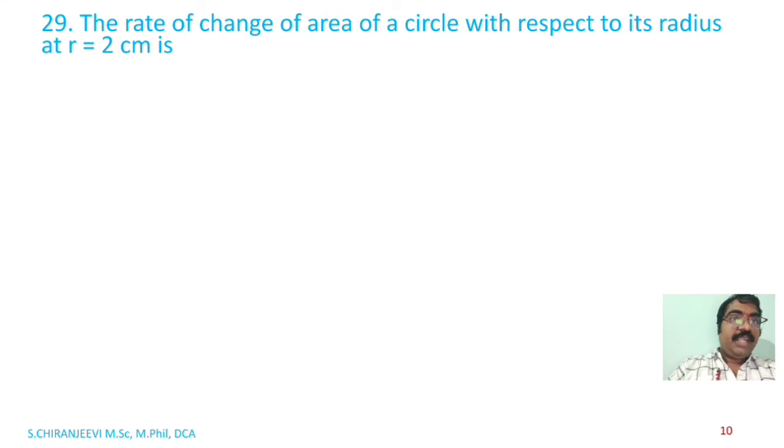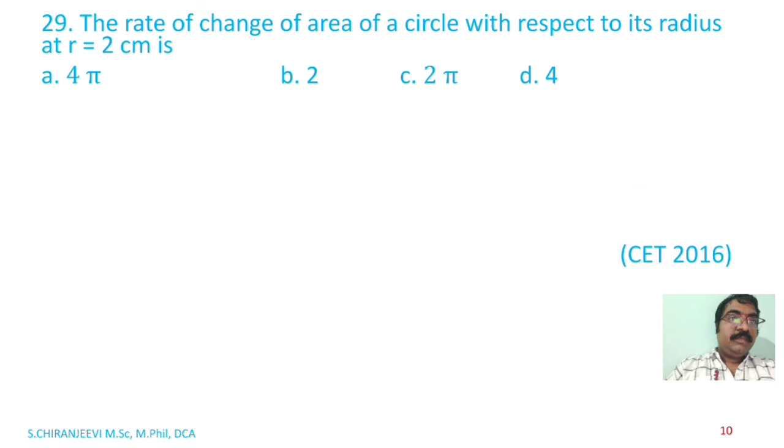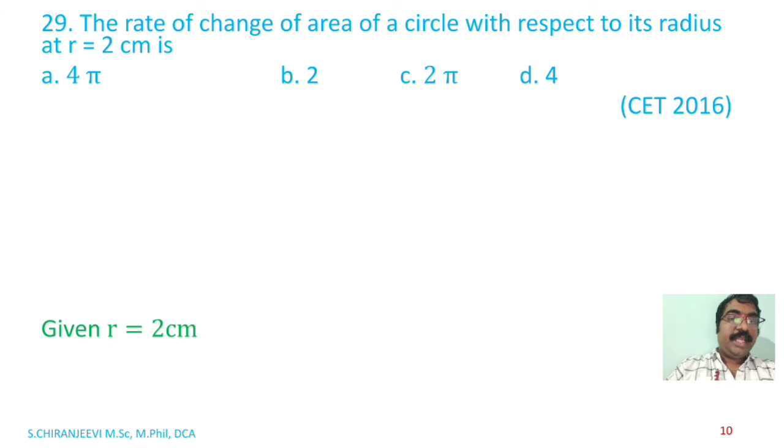29. The rate of change of area of circle with respect to its radius at r equal to 2 cm is, options 4 pi, 2 pi, 4, which was asked in the year CET 2016. Given radius is 2 centimeter.